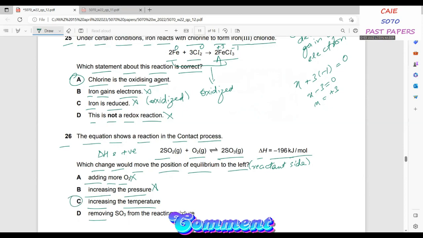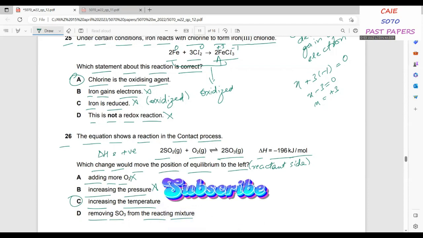C. D, removing SO3 from the reacting mixture. If you remove SO3 from the reaction mixture, equilibrium will shift to the product side or the right-hand side. This is wrong.